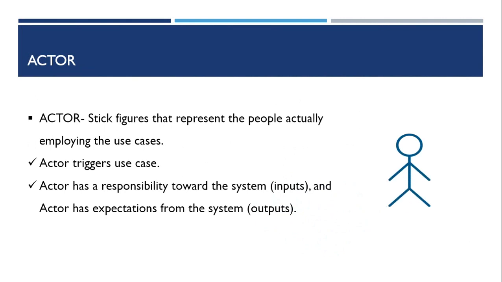So, next is actor. The next symbol used in a use case diagram is actor, which are stick figures that represent the people actually employing the use cases, the users. The actor triggers the use case and has a responsibility towards the system, that is, they give some input to the system, and the actor has some expectations from the system, that is, they expect some output from the system. So these are the two roles of an actor: first, triggering a use case, and second, giving some input and getting some output from the system.